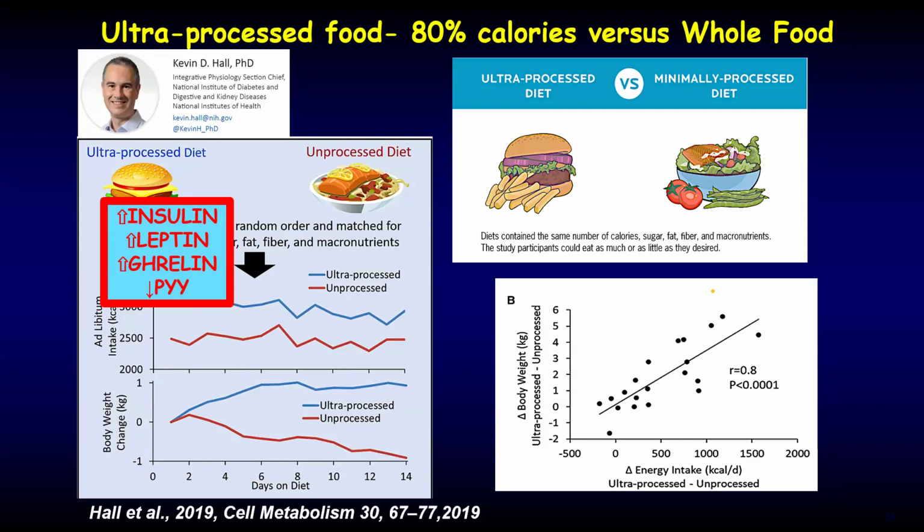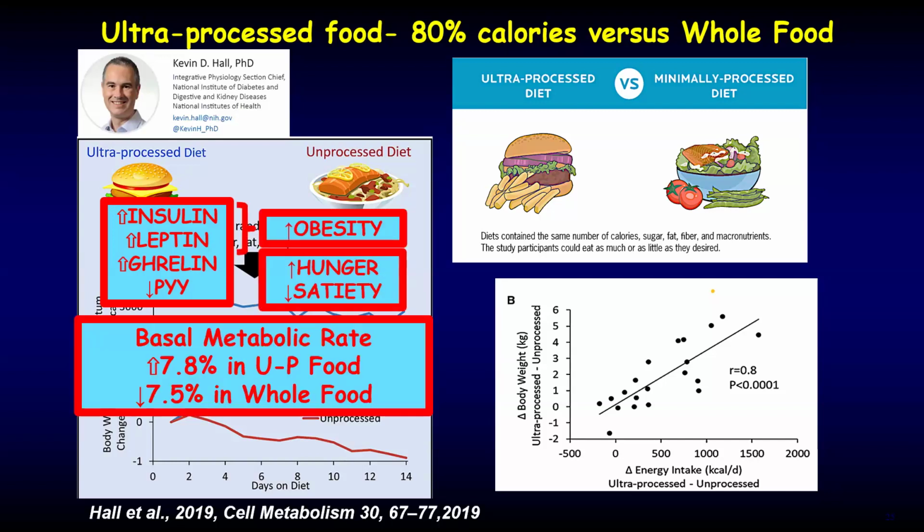And when you look at their metabolic profile, all the hormones that we know are associated with diabetes were increased. They have higher insulin, higher leptin, higher ghrelin. That means they were hungrier if they ate ultra-processed food, and also they had less satiety. Okay, but the most important part is that their basal metabolic rate was way higher in the ultra-processed food version versus the whole food version.